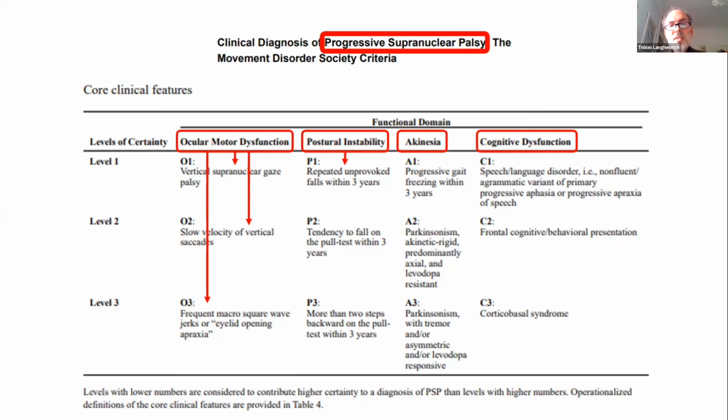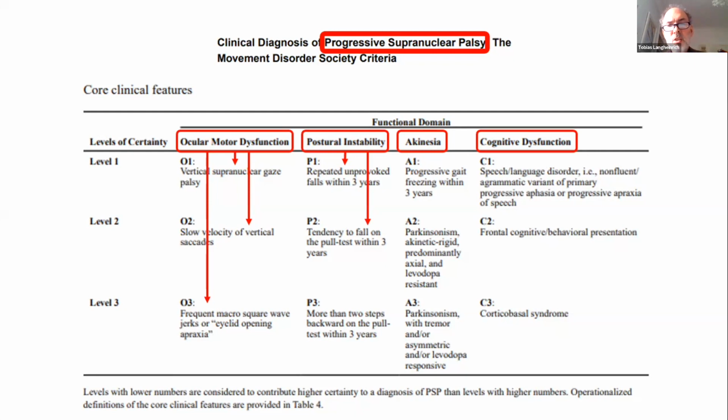Postural instability will mimic normal pressure hydrocephalus a lot, because typically these people do fall, and that may be the presenting feature. So this criterion is immediately met. And if it's a lower level, so this is the level of certainty at 1, O1, P1, A1, this makes your diagnosis very certain. The lower you go, the less certain it is, but still to be considered.